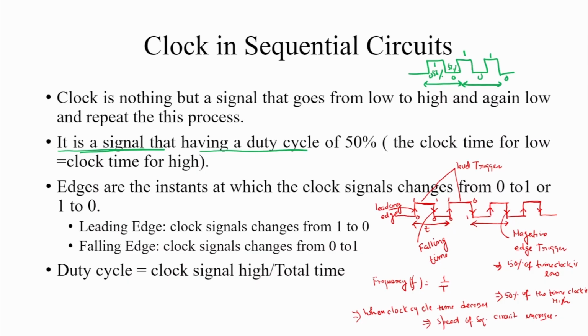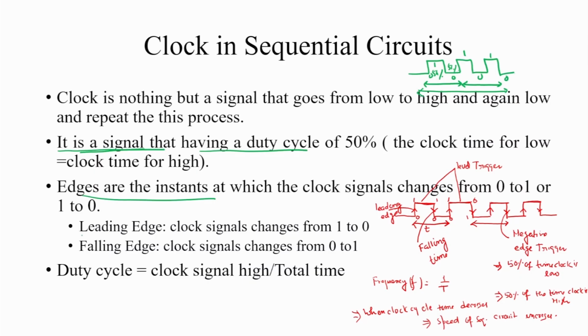In every clock pulse, 50% of the time the clock is high and 50% of the time the clock is low. Once we compute over all the time, 50% of the time the clock is low and 50% of the time the clock is high. The edges are the instants at which the clock signal changes from 0 to 1 or 1 to 0.